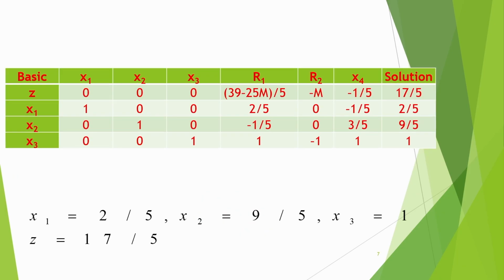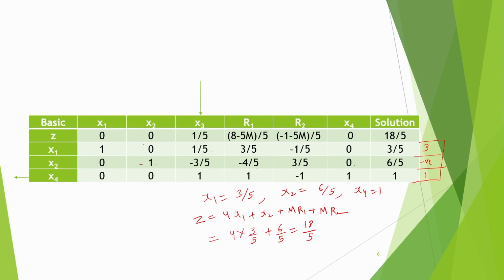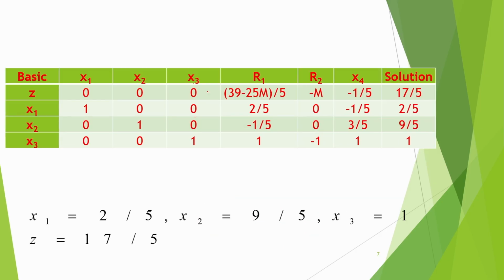So we don't have to do anything, but we have to make all the entries above that 0, just like we do in the Gauss elimination method. So multiply by suitable values, like first I can multiply by 1 by 5 and subtract from the first row, I will get this one. So I will finally get this type of table, and seeing this, we see that all the coefficients of Z are either 0 or negative, because 39 minus 25M, since M is a very big number, that is why it is negative, R2 is minus M.